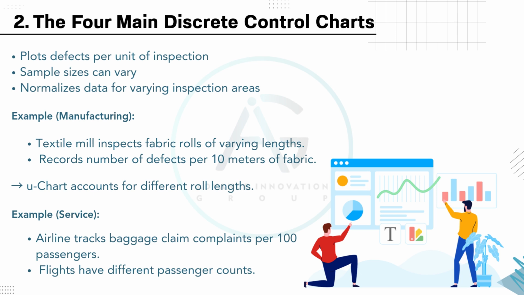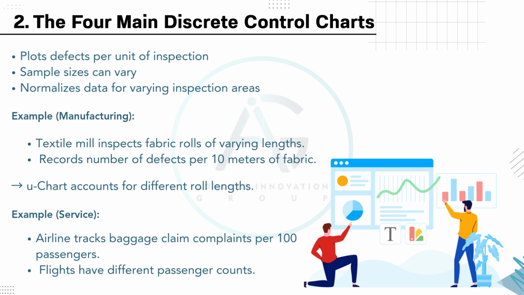The U chart plots defects per unit of inspection and is highly valuable because it allows for variable sample sizes. This means you can use the U chart even when the number of items or the area being inspected changes from one inspection to another. What makes the U chart powerful is that it normalizes the data, meaning it adjusts for those varying sample sizes to give you a consistent basis for comparison.